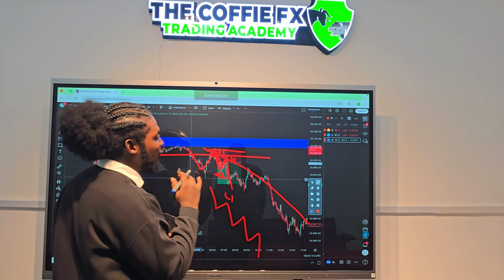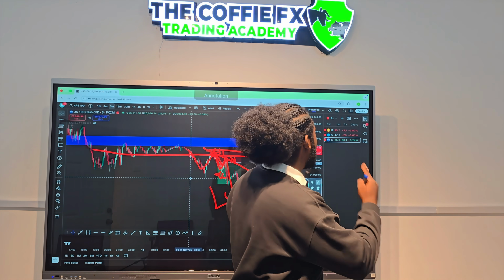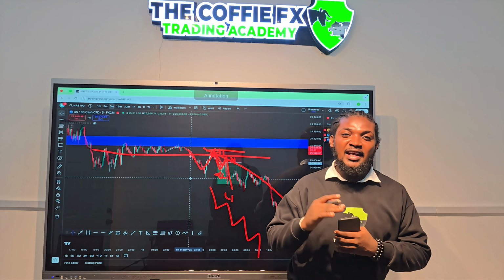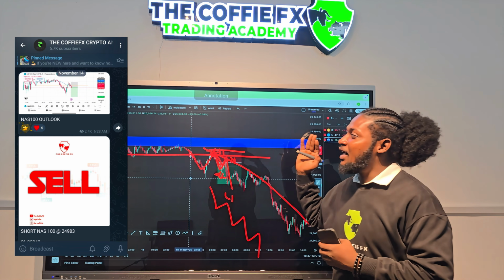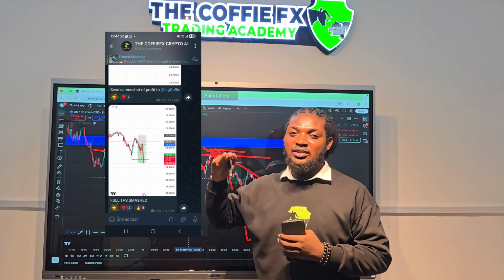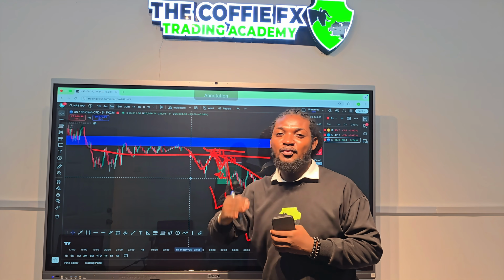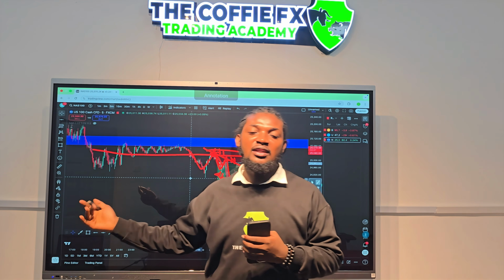And this was how we were able to bag 3 signals or 3 trades in a free group. And this was the outlook of the NAS 100, and this was the take profit. And you can see many people made profit, and that's how we do it in the Kofi FX.